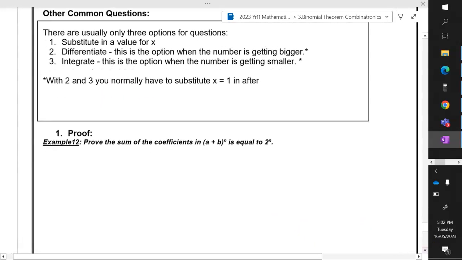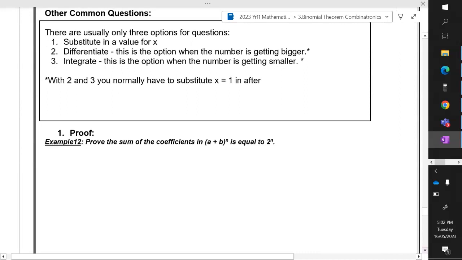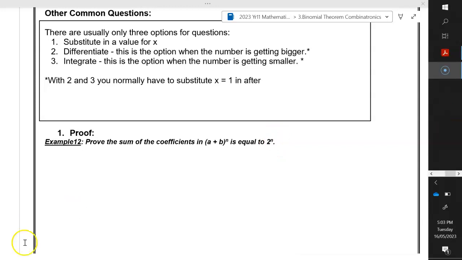And the first proof here is saying, prove that the sum of the coefficients in this expansion, a plus b to the n, is equal to 2 to the n. So we want to prove that the sum of the coefficients of a plus b to the n is equal to something. Let's just write out what a plus b to the power of n is in a generalized format.